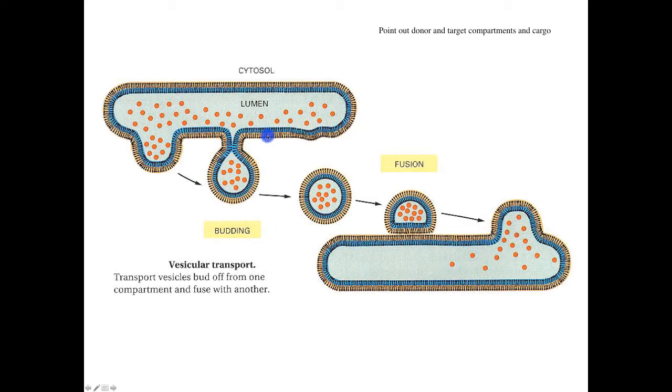Now, the diagram is colored in two different ways so that you can see the outer and inner bilayers of these organelle compartments so that you appreciate that the membrane topology is maintained.